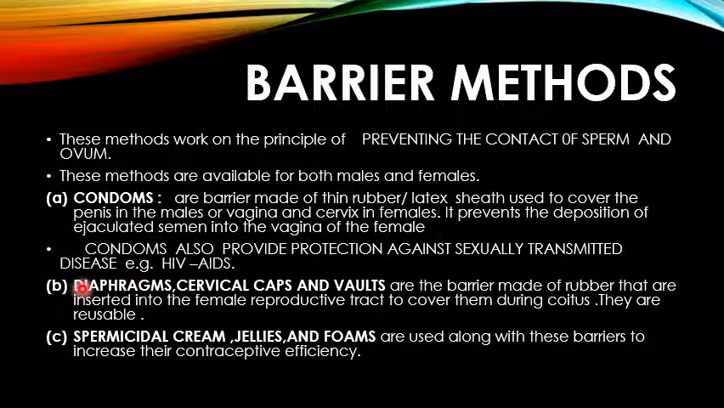example HIV/AIDS. The second is diaphragms, cervical caps, valves are the barrier made up of rubber that are inserted into the female reproductive tract to cover them during coitus. They are reusable. The third one is spermicidal creams, jellies and foams. They are used along with these barriers to increase their contraceptive efficiency.